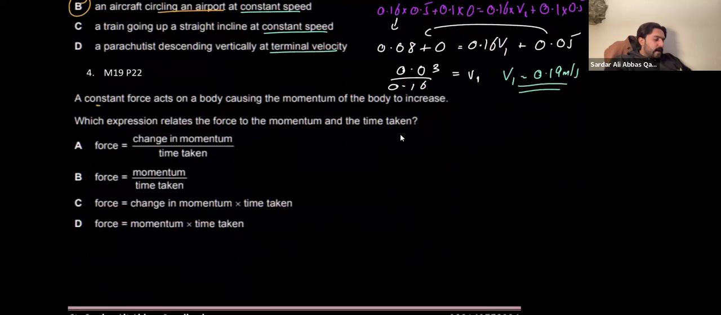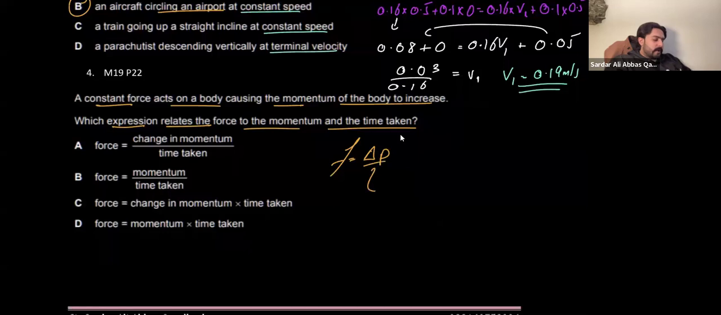A constant force acts on a body, causing the momentum of the body to increase. Which expression relates the force, the momentum and the time taken? So we all know we have a formula: force is equal to change in momentum over time. So what's going to be the answer? Simply A. Remember, it's change in momentum, it's not momentum, and these three are.